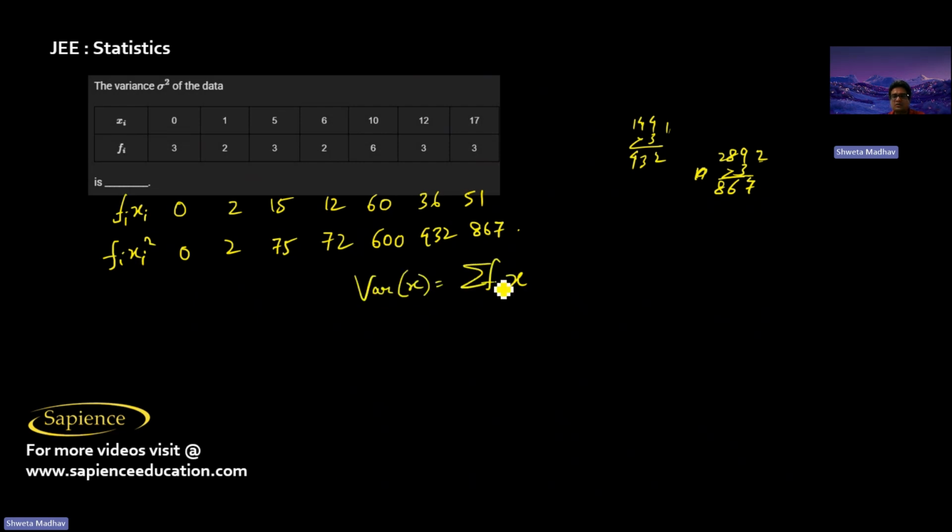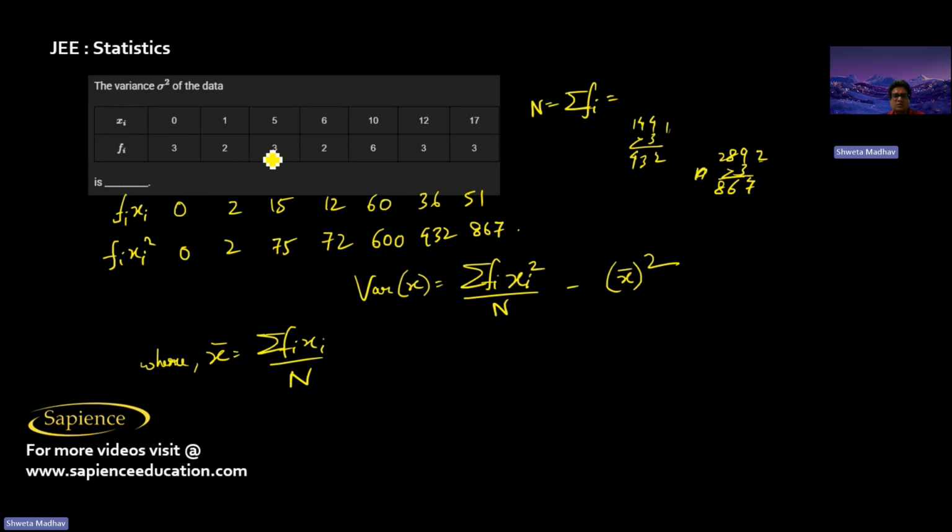to summation fi into xi square by n minus mean square, where the mean value is summation fi xi by n, where capital N is equal to summation fi, the sum of all the frequencies. So that is 3 plus 2 plus 5 plus 5, that is 10, 10 plus 6, 16, 16 plus 6, that is 22. It is 22.